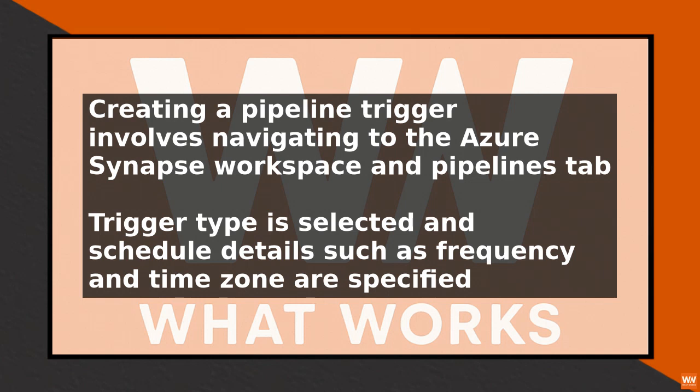One of the key benefits of using pipeline triggers is that they allow you to automate the execution of pipelines, which can help to improve efficiency and reduce manual errors. Additionally, pipeline triggers provide a high degree of flexibility, allowing you to execute pipelines at specific times or in response to specific events.